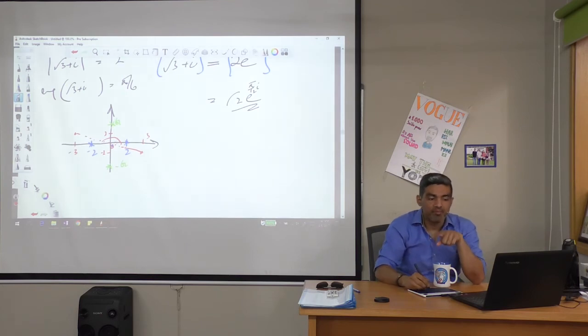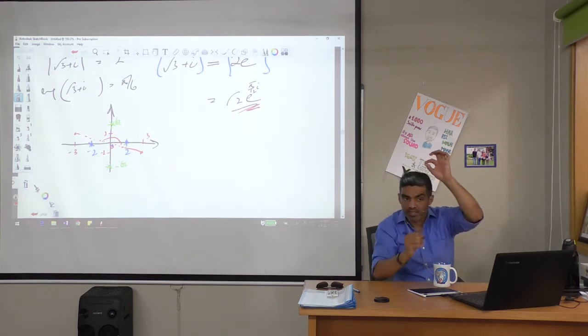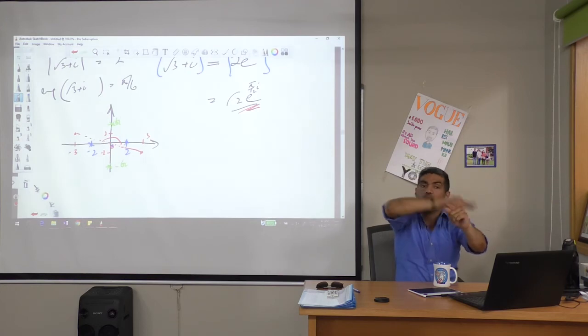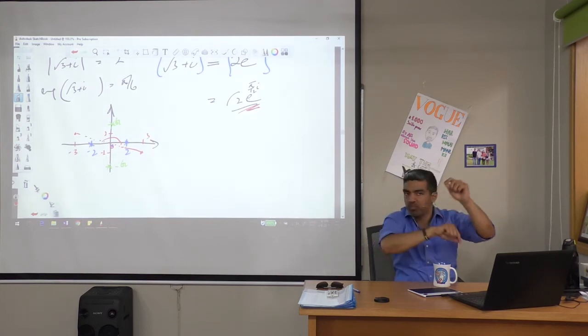So, if this is your one square root, root 2 e to the power pi by 12 i, it stands at a position where the angle is pi by 12, the other square root has to be 180 degrees later, or 180 from here, and basically the position will be the same.